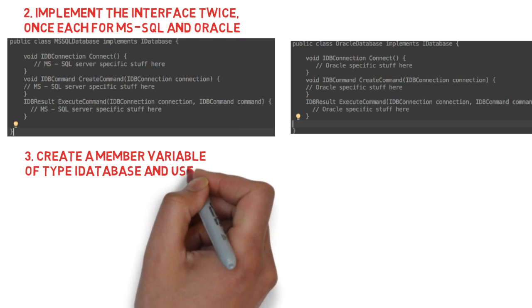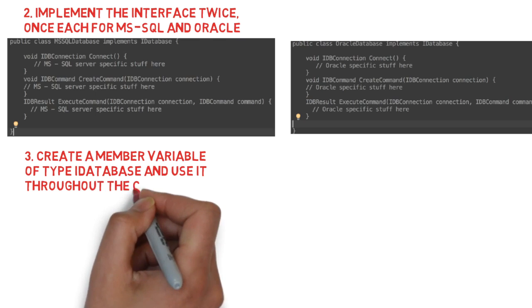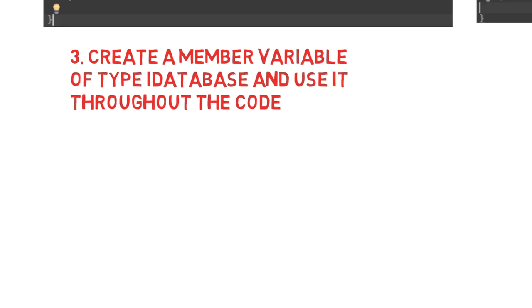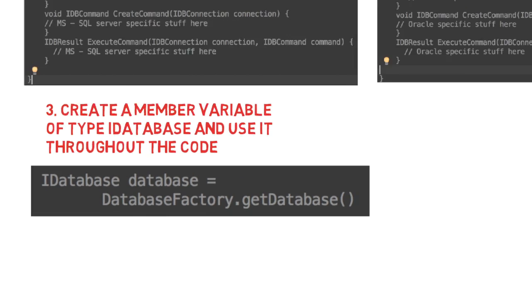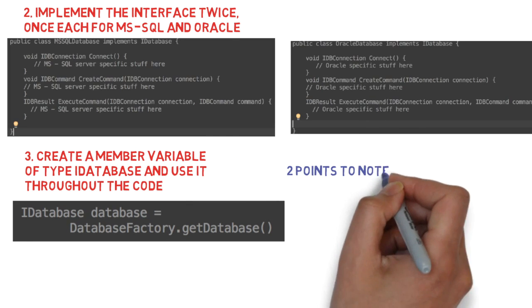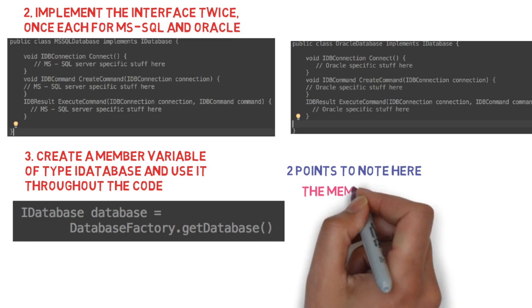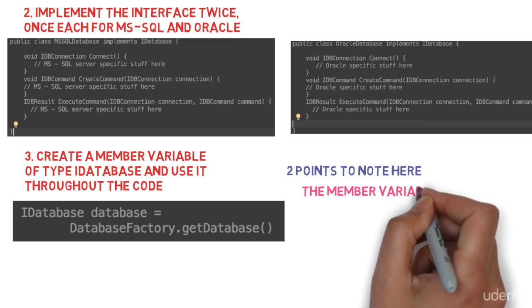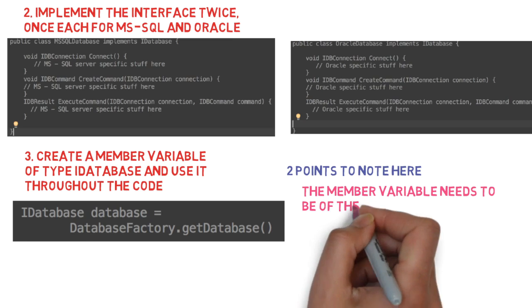So we have the classes which we want to instantiate. Let's do the next step now. We create a member variable of type iDatabase to which each of these instances can be assigned. So that's a very simple piece of code. We'll just say database factory dot get database and assign the result to a database member variable.